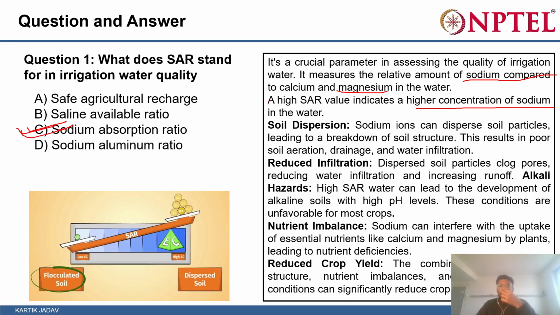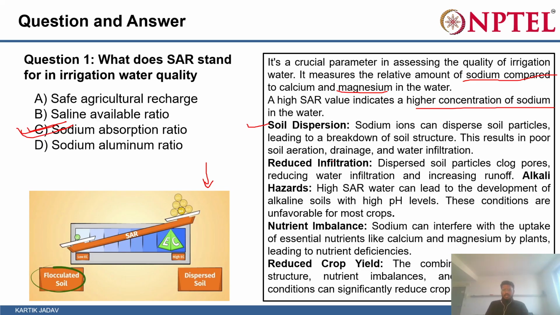Now, if sodium is higher, there is poor soil dispersion. Sodium ions can disperse the soil particles, leading to breakdown of soil structure. So if sodium is higher, it means poor soil structure. You might observe this in a coastal region. Due to higher salinity, what is happening there? There is creation of cracks, right? Then reduced infiltration. Again, yeah, dispersed soil particles clog pores, reducing water infiltration and increasing the runoff.